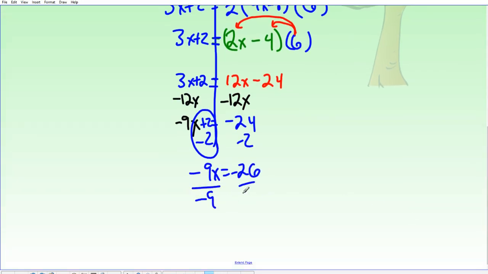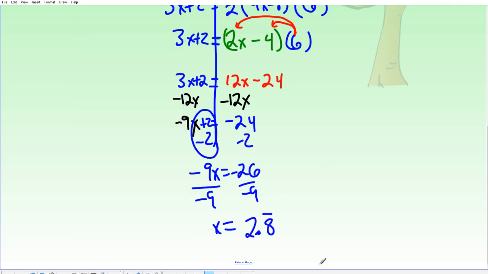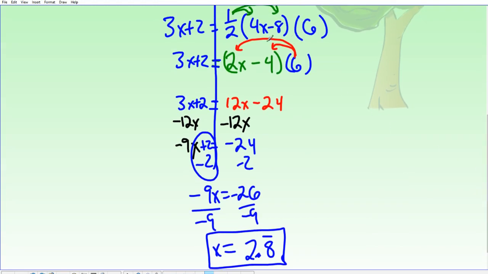And finally divide both sides by negative 9, and x equals whatever that gives us. Negative 26 divided by negative 9 equals 2.8 repeated. Positive 2.8 repeated. Okay, so that is the answer. Yeah, it's ugly. It was an ugly problem, but it wasn't undoable. Distributing, getting rid of the variable on the right, get rid of add and subtract, get rid of multiply, divide. It's the same steps we have been doing in all the problems. It's just a little bit uglier.